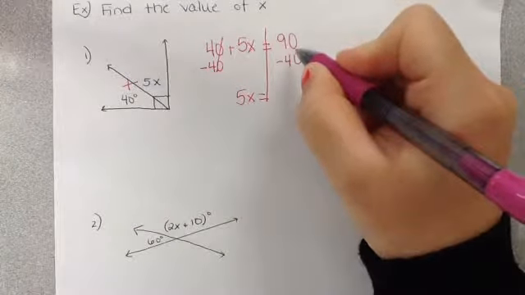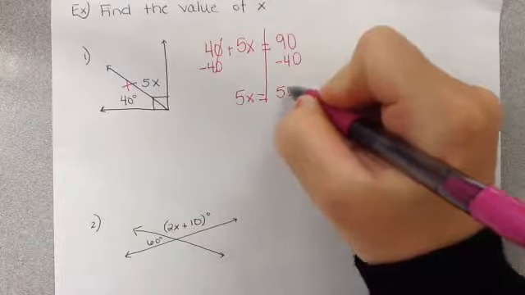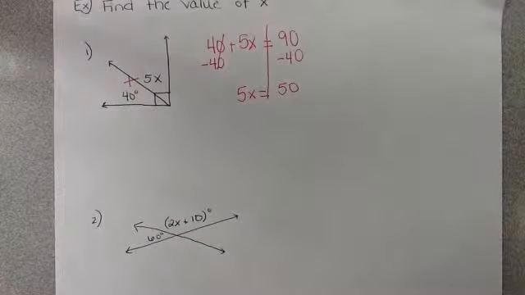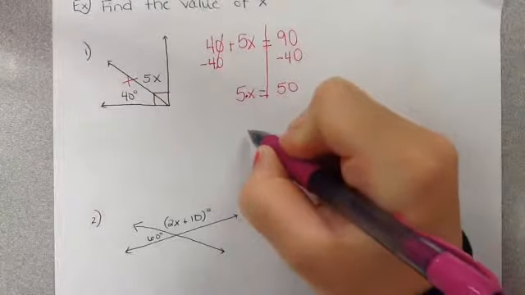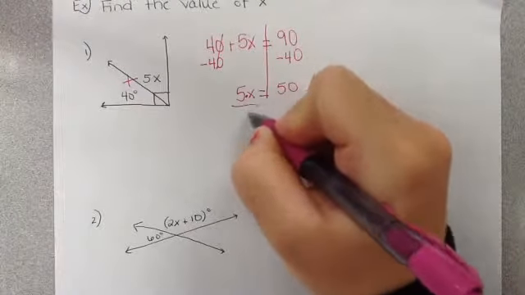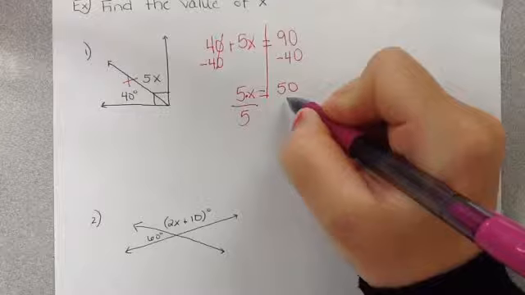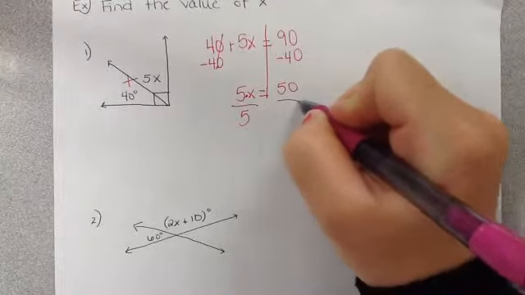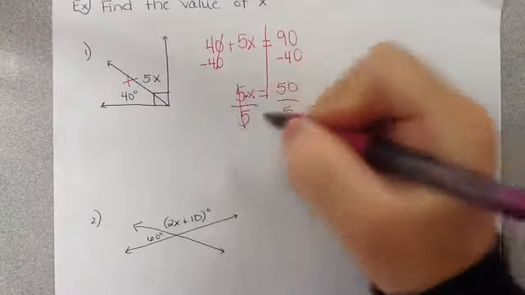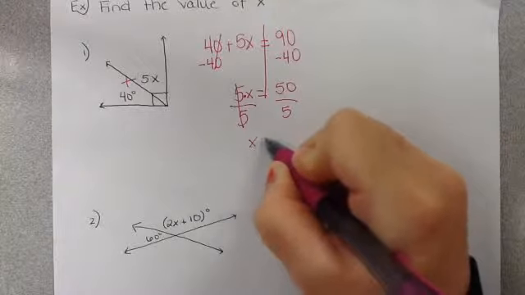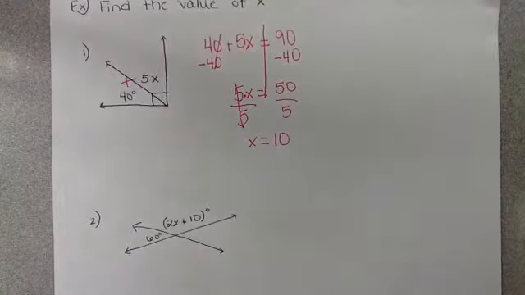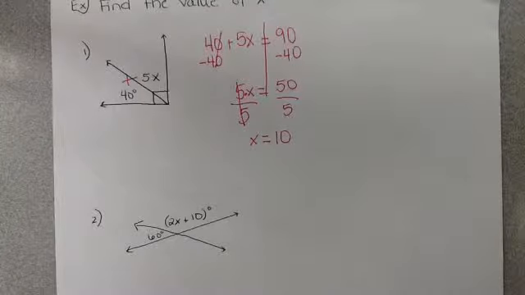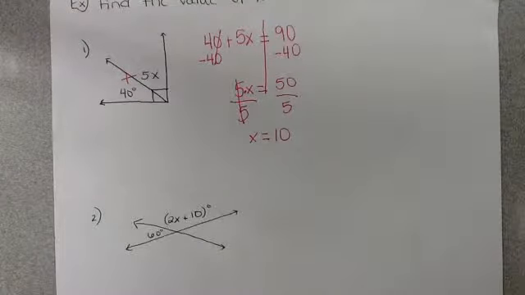5x equals 50. Now what do you do to solve for x? This is 5 times x. How do you undo a times? Divide by 5. What I do on one side must do to the other. X equals 10. So determine if they are 90 or 180, add them together.